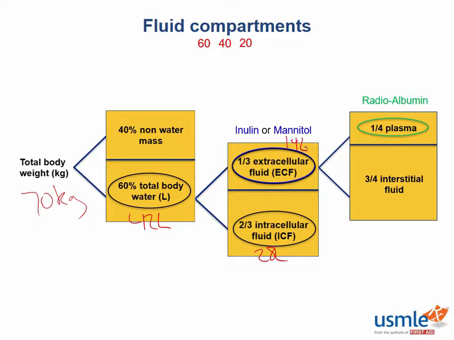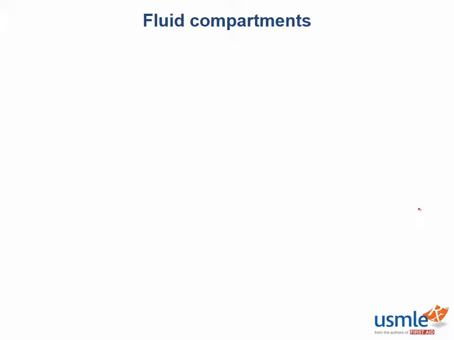Of the ECF, 1/4 of it is plasma volume, and 1/4 of 14 would be about 3.5. And the remaining 3/4, or about 10.5 liters, would be interstitial. Be sure to keep in mind the 60-40-20 rule, and these calculations will flow a lot easier come test day. So let's talk more in depth about fluid compartments and what they're actually made of.